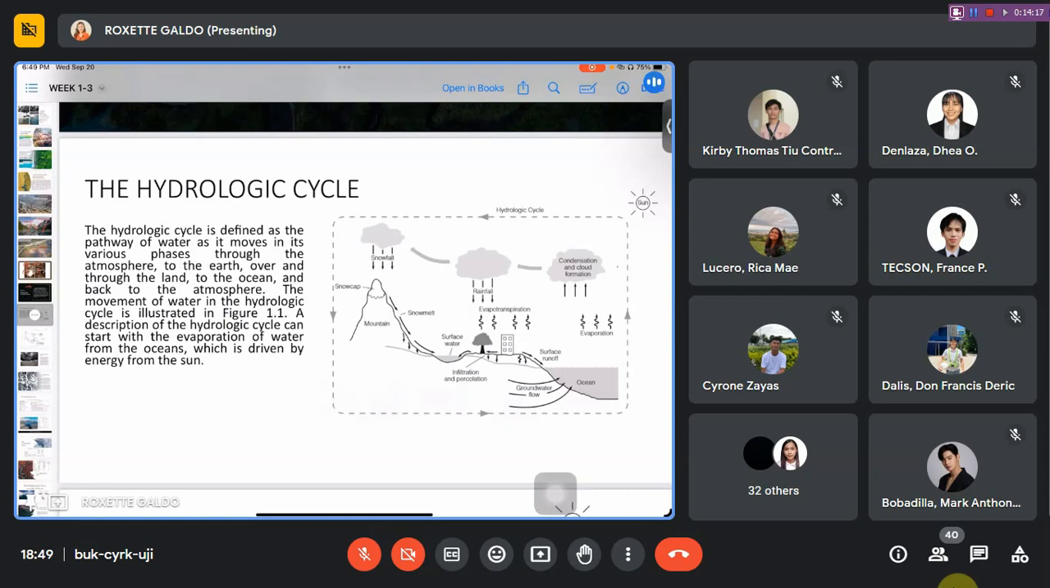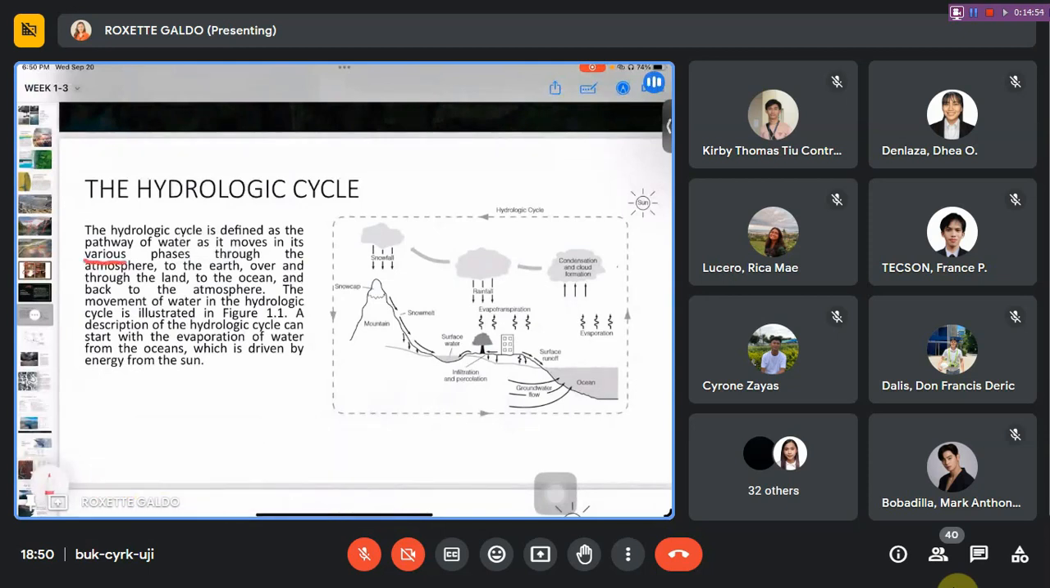Through the hydrologic cycle. So, as you have learned in your hydrology, hydrologic cycle is defined as the pathway of water as it moves in its various phases through the atmosphere, to the earth, over and back to land, to the ocean, and back to the atmosphere. Now, by definition, hydrologic cycle is the pathway of water as it moves in its various phases.